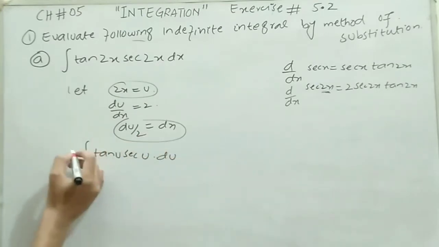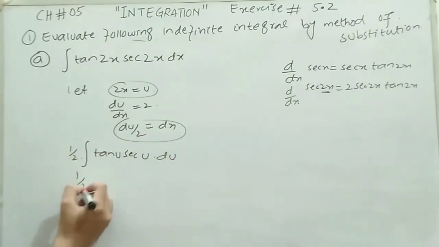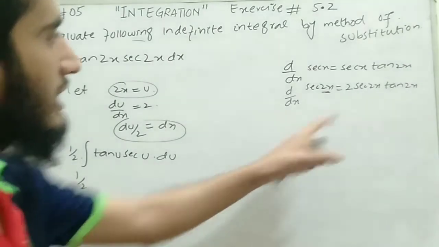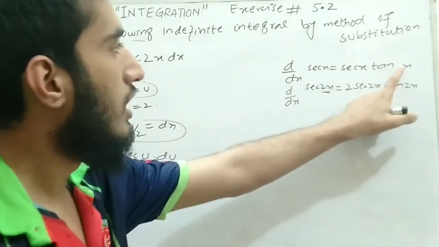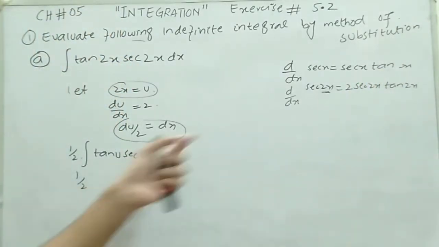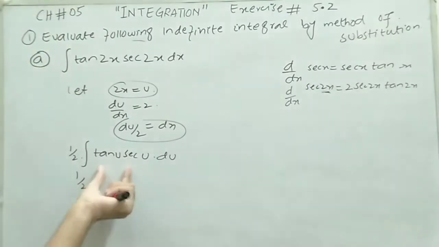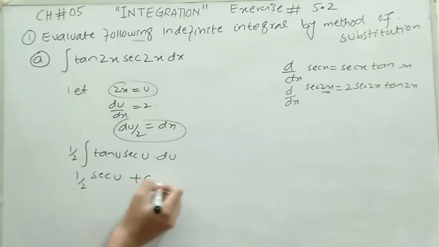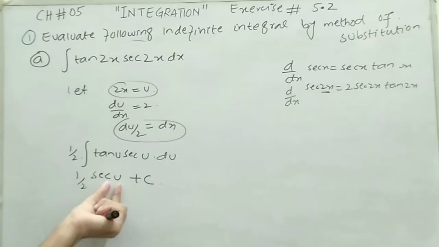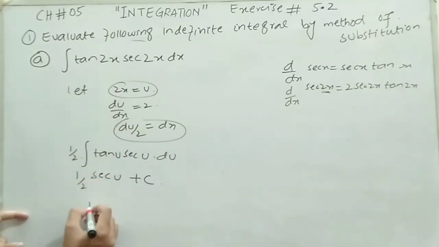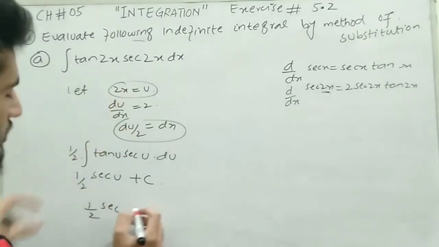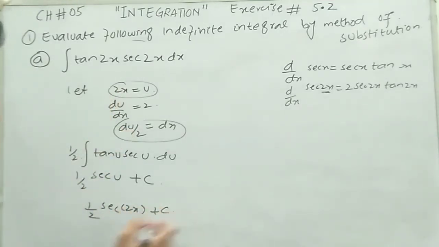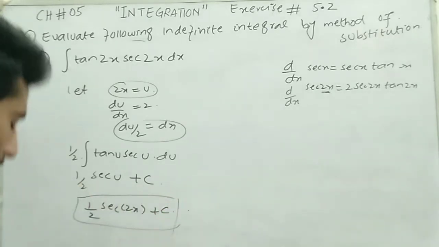So 1 over 2 can be written outside of the integral. After this, you know that tangent u secant u comes from the derivative of secant u. So here we will write secant u, because the derivative of secant u is secant u tangent u; these are opposite phenomena, integration and differentiation. Now we get secant u divided by 2 plus the constant of integration. Now u is not the given function; the given function is 2x, so replace u with 2x. It becomes 1 over 2 times secant 2x plus constant of integration. This is the required indefinite integral for part A.